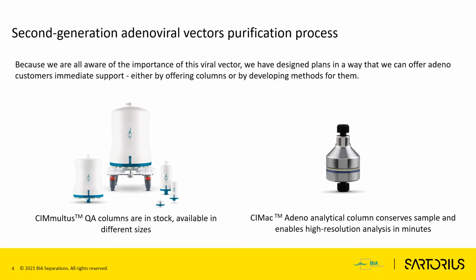The everlasting COVID-19 crisis is dramatically displaying the need to expedite vaccine development to mitigate global uncertainties and fear. Consequently, this situation and its dimensions call for the most innovative, flexible, and productive bioprocessing approaches and tools available. And here is where monolithic technology outshines the rest. Because we are all aware of the importance of this viral vector, we have designed plans in a way that we can offer adeno customers immediate support, either by offering columns or by developing methods for them.